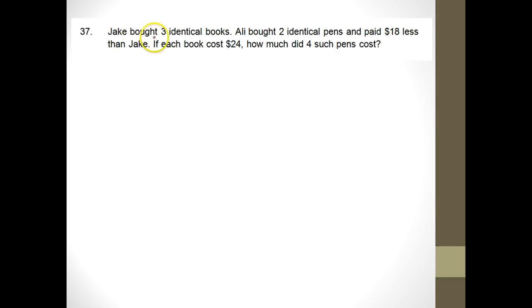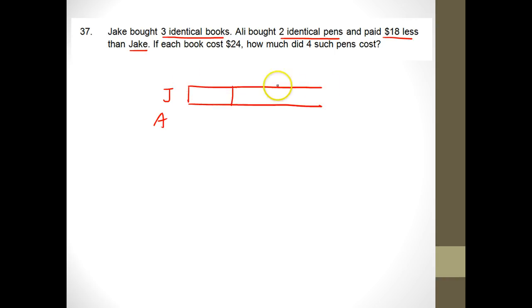Question 37. Jake bought 3 identical books. Ali bought 2 identical pens and paid $18 less than Jake. So now let's draw our model. We have "less than", so we draw a comparison model. Jake and Ali. Jake bought 3 identical books. So let's draw the books. 1 book, 2 books, 3 books. Each book costs $24. So I put down $24. So I actually can find how much Jake paid for the books.